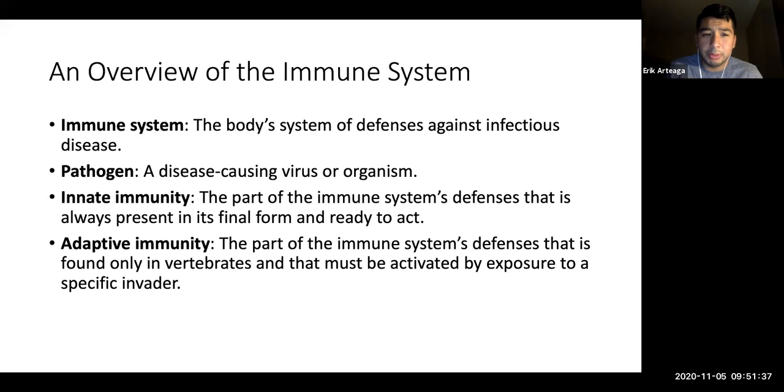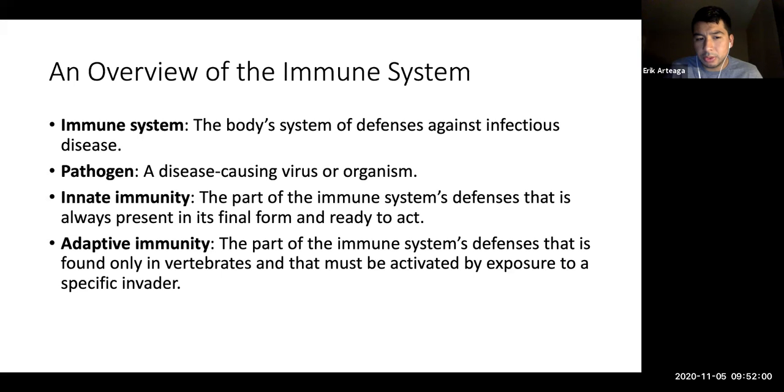And we have two types of immunity that make up our immune system. We have the innate immunity, which is the part of the immune system's defenses that is always present in its final form and ready to act. And these are going to be your cells, right? These are going to be those cells, those white blood cells that are floating around in your blood and your body that will make contact with a pathogen and also fight them off.